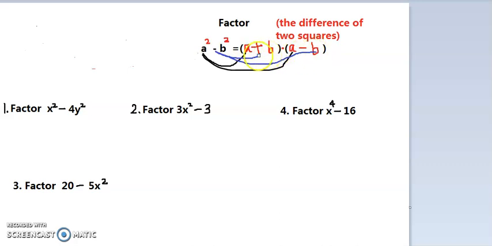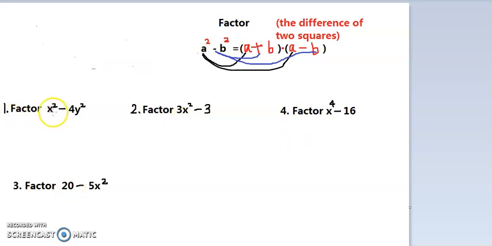The easy way to memorize the formula is starting with the first one. How do we get a squared? A times a. How do we get a minus? Plus times minus. How do we get b squared? B times b. So now we're going to use the formula to factor these four examples here.